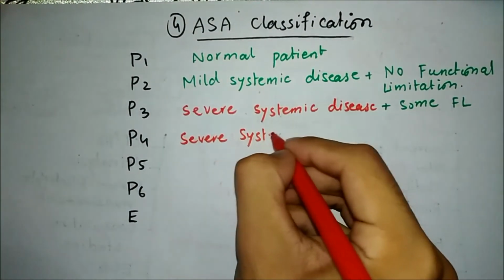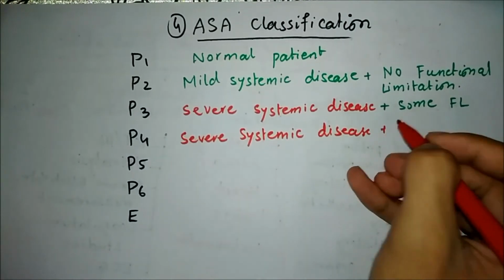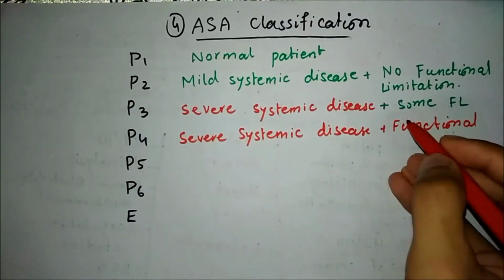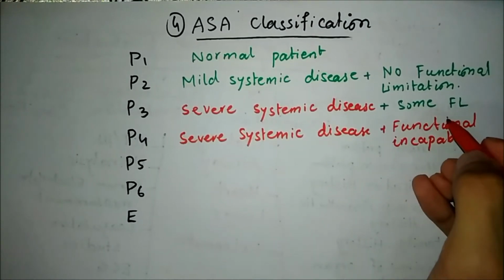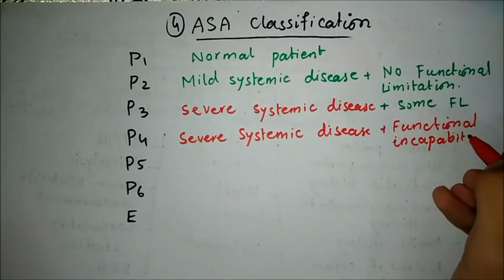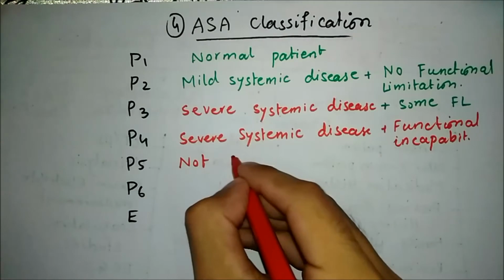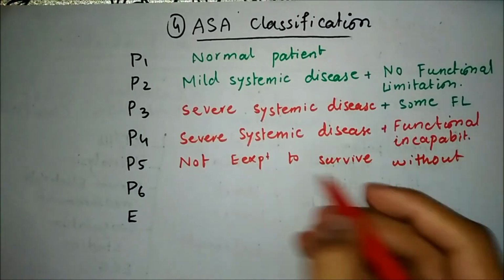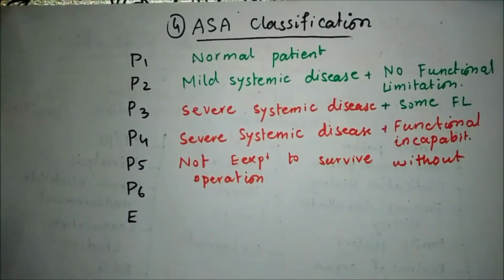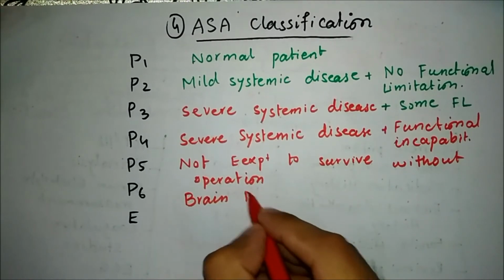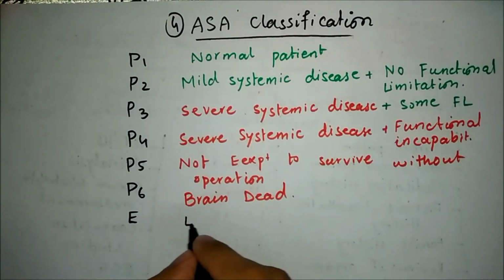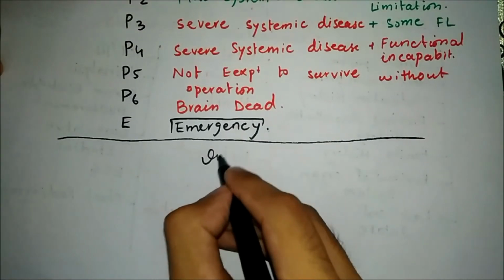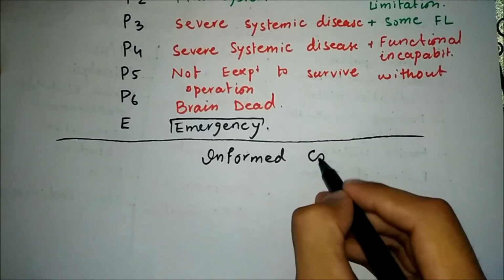Number 4, the patient with severe systemic disease and functionally incapacitated, for example, cardiac ischemia or severe valve dysfunction patient. Number 5, the patient who is not expected to survive without operation, for example, patient with massive trauma or intracranial bleeding. Number 6, brain dead patient for organ transplant. The surgery should be done. E is the emergency surgery.